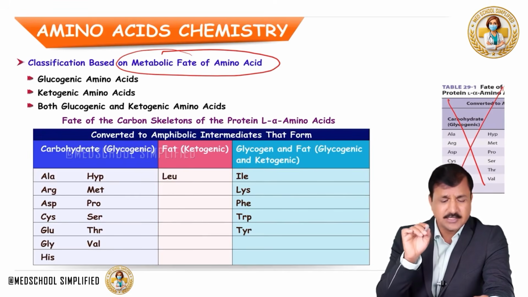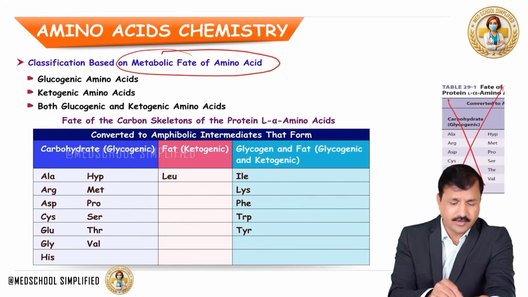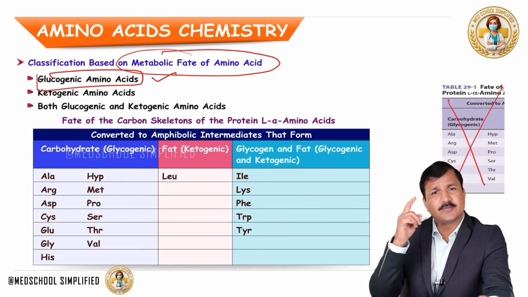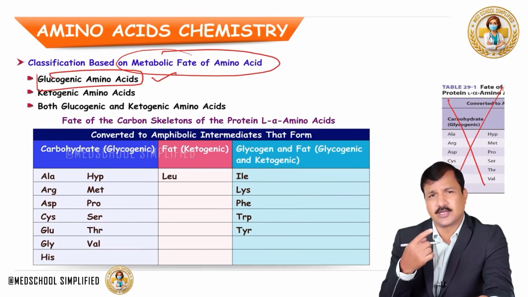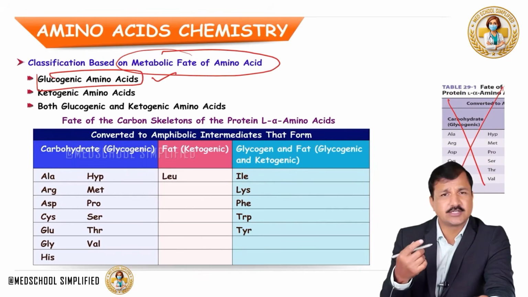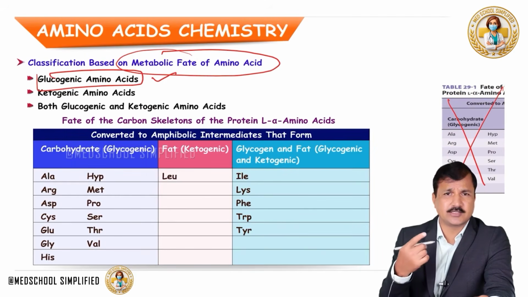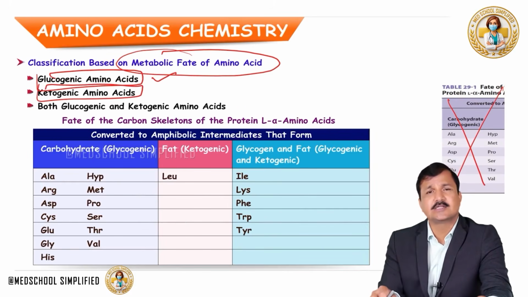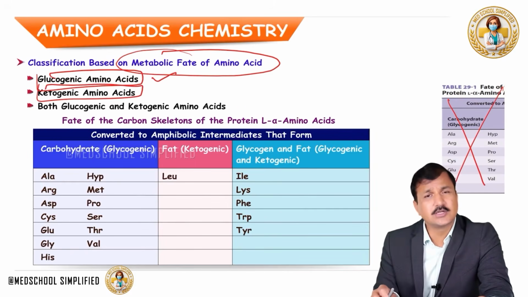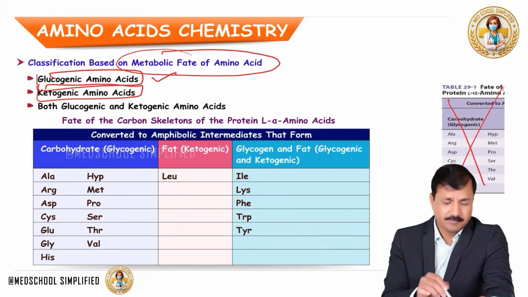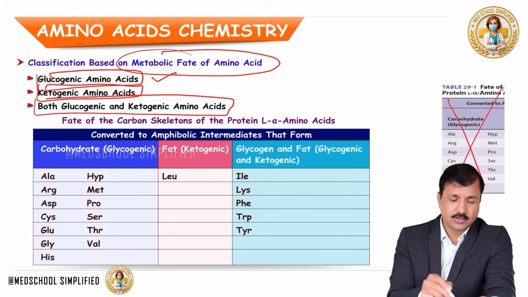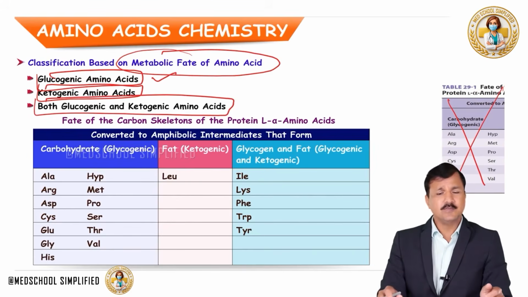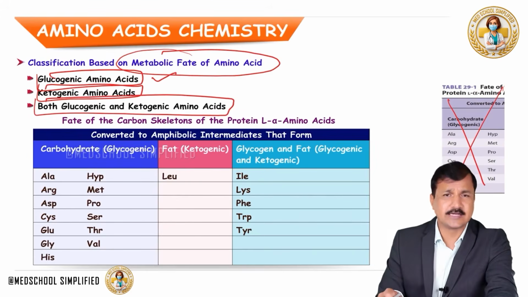Some of the amino acids that form glucose are referred to as glucogenic amino acids. If the amino acid's carbon skeleton forms a ketone body, like acetoacetate or beta hydroxybutyrate, these are ketone bodies, those are referred to as ketogenic amino acids. And some amino acids will make both glucose and ketone bodies, which are referred to as both glucogenic and ketogenic amino acids. If you look at the table here, each category is written.